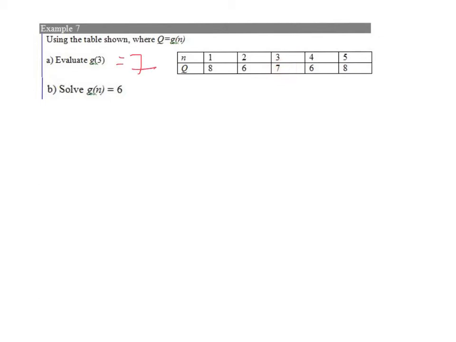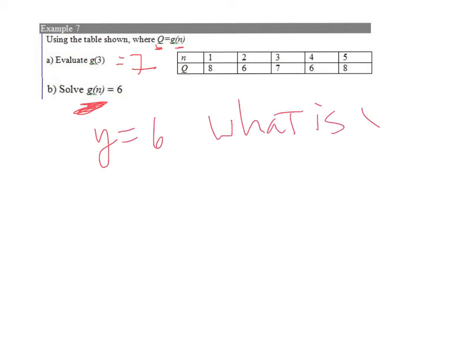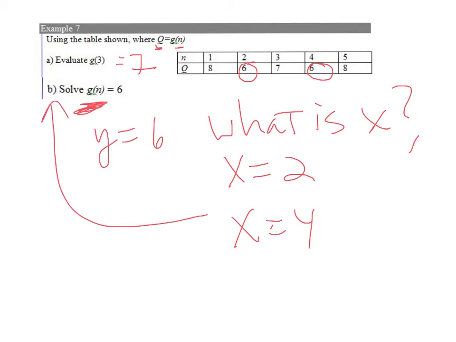And then this is asking us to go backwards. I know that q, remember q is g of n, or y is 6. What's x? So if I take a look at this table, I see there's 2 places where y or q equals 6. So that tells me there's 2 answers when x equals 2 and when x equals 4. Is a solution for B. Now the other question, is this 1-to-1?